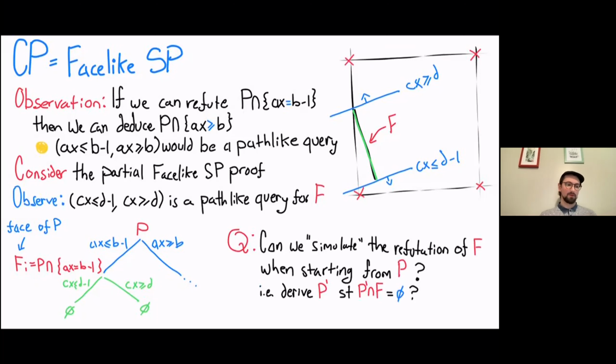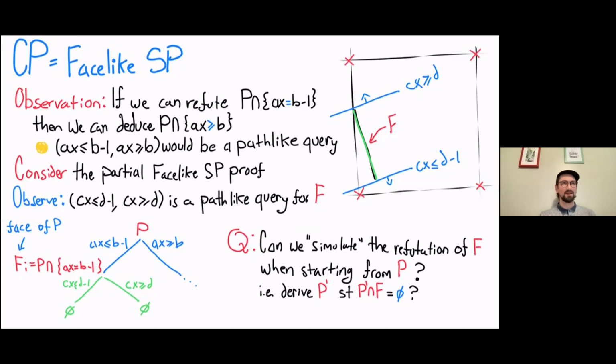How we should be thinking is: we have a refutation of F that is actually path-like. Can we lift this up to P? Can we take this refutation of F and turn it into something that acts on P, such that we can derive a polytope P prime from it, such that P prime intersect with the face is empty?